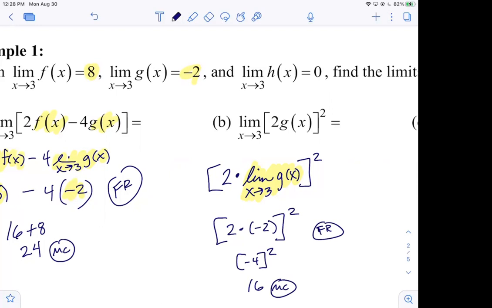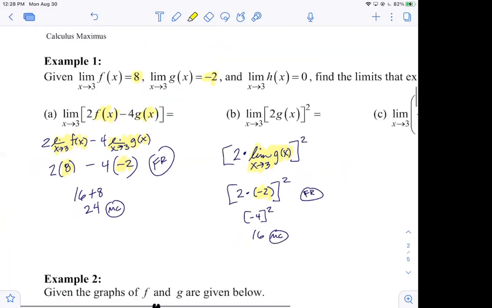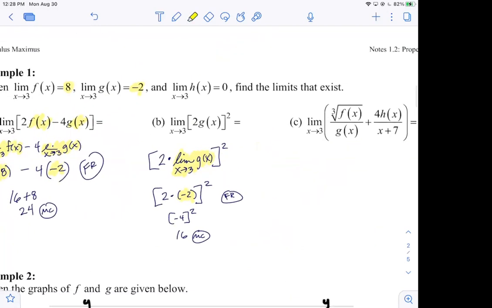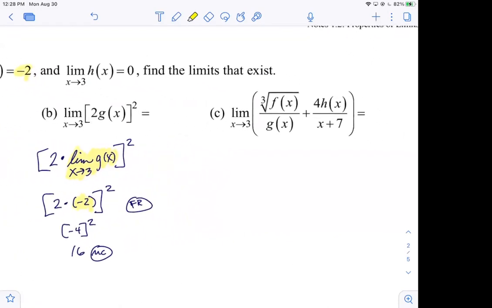If you're done, you want to look up and see if I'm right? You can do that. If you got the same answer I did, that's good. I feel better about myself. Go ahead and try part C then on your own, and I'll work it quietly up here by myself too.